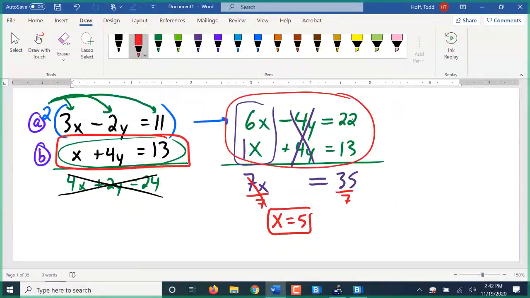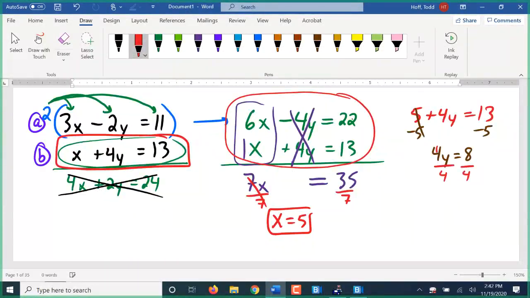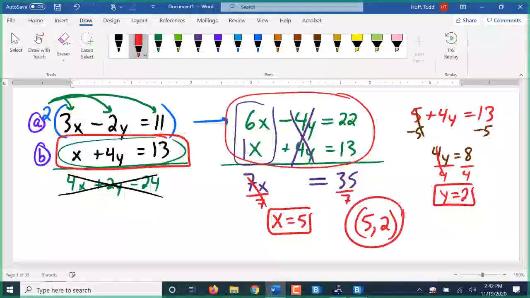So instead of x plus 4y, it's going to be 5 plus 4y equals 13. There's nothing to combine there, so I'll start to solve. I'm going to subtract the 5. 4y equals 8. Now I'll divide by 4. Y equals 2. So the solution we get there is x is 5 when y is 2.